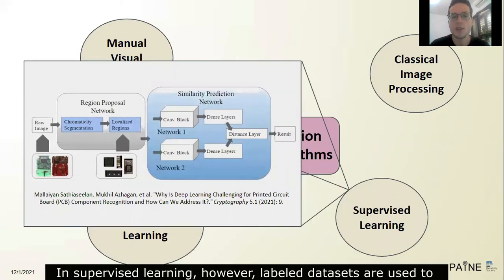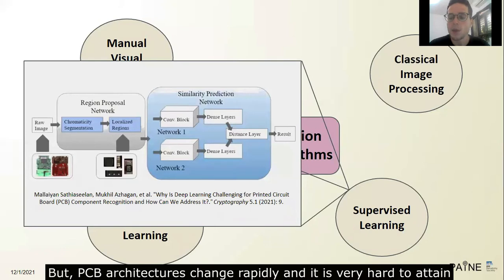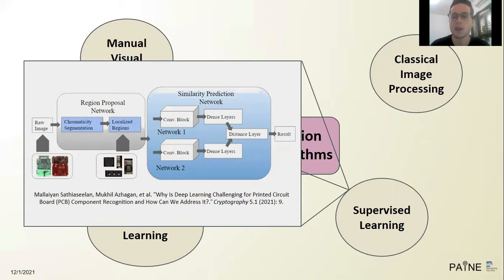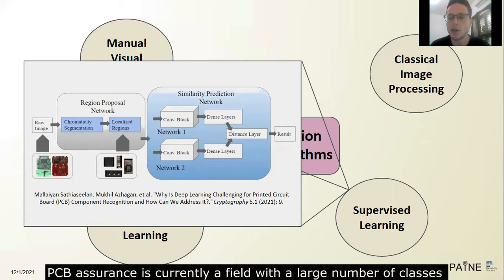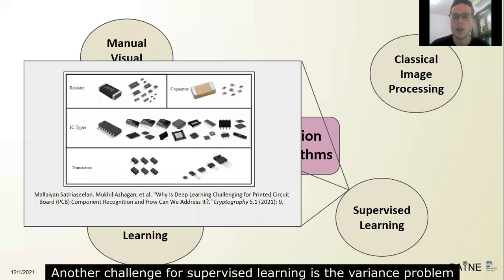In supervised learning, however, labeled datasets are used to train algorithms to classify data or predict outcomes accurately. But PCB architectures change rapidly, and it is very hard to attain a proper and general enough dataset for supervised learning tasks. PCB assurance is currently a field with a large number of classes and a relatively small amount of data per class. Another challenge for supervised learning is the variance problem.